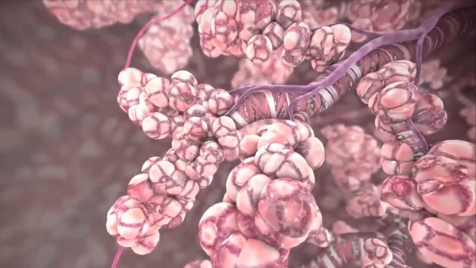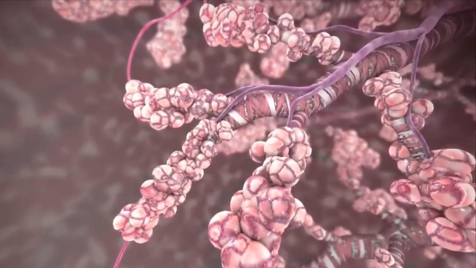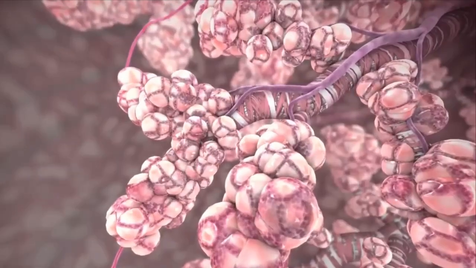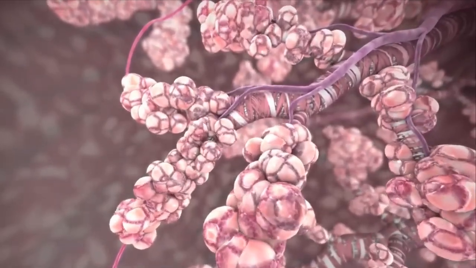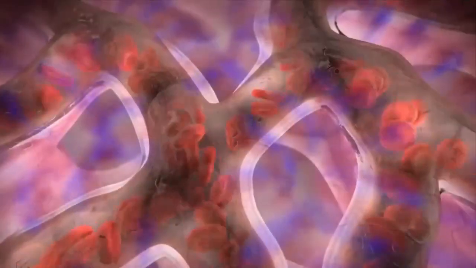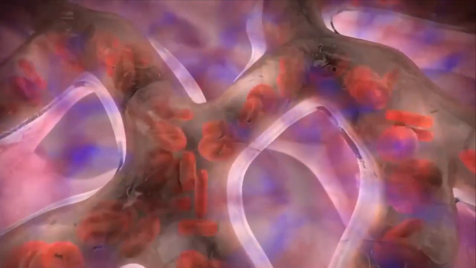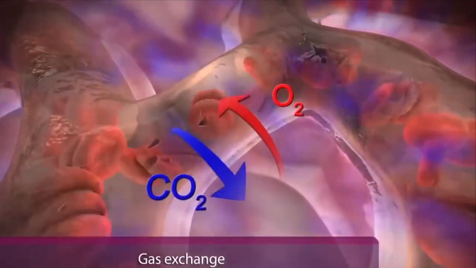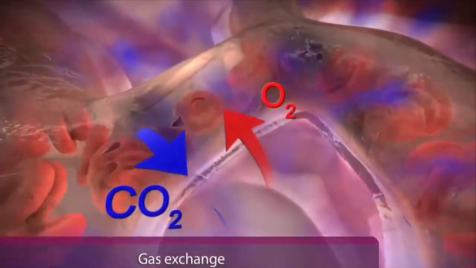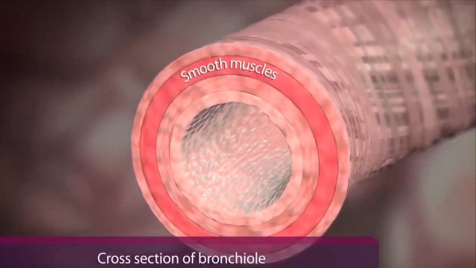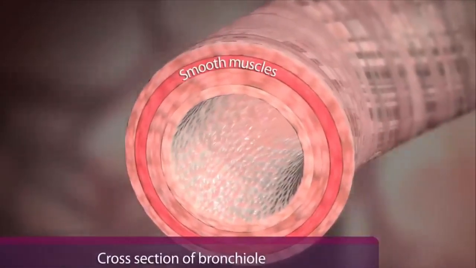Normally, the airways and alveoli are flexible and elastic, expanding and contracting when air is inhaled and exhaled. Capillaries are small blood vessels that thread the walls of the alveoli, allowing for gas exchange via the capillary-alveoli interface. Smooth muscles control the size of the airway or bronchioles.